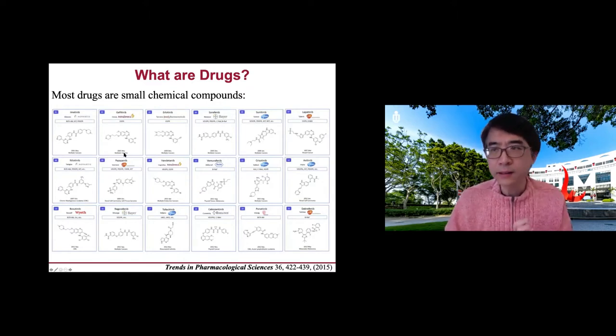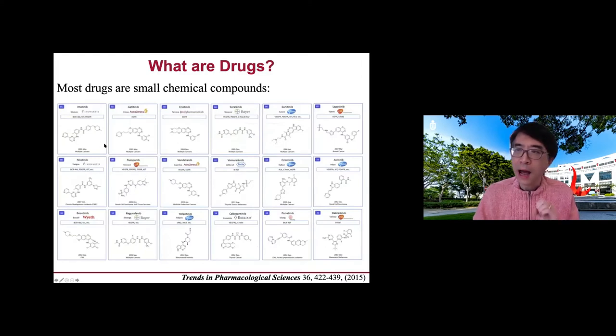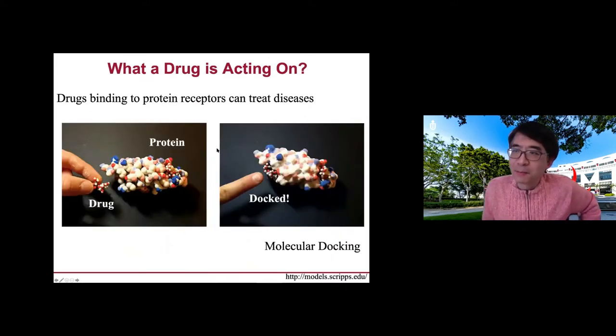Now, how is this tiny chemical compound able to treat disease, right? What is the action mechanism of the drugs? The action mechanism underlying small molecule drugs is actually very simple. It's more like playing with Legos. I think most of you have played with Legos before. Playing with Lego is like matching shapes. In this particular case, the molecular compound, the drug, has a particular three-dimensional shape. This shape will match the three-dimensional shape of the protein binding pocket, right? So the drug will bind to the protein by matching the shape. We call this docking. Docking at the molecular level is molecular docking.